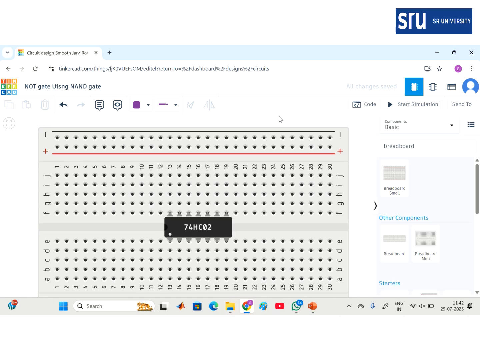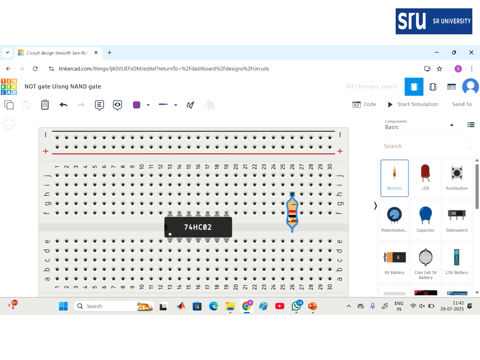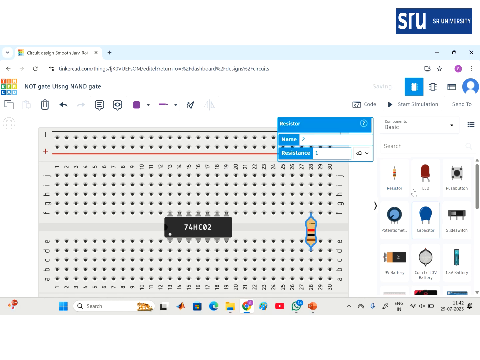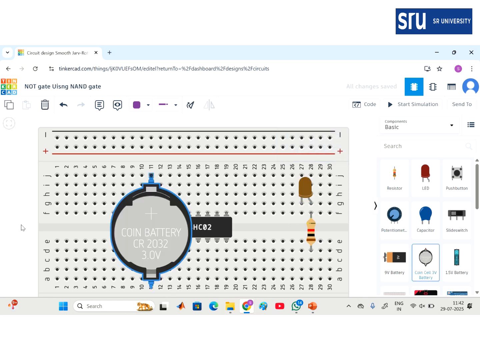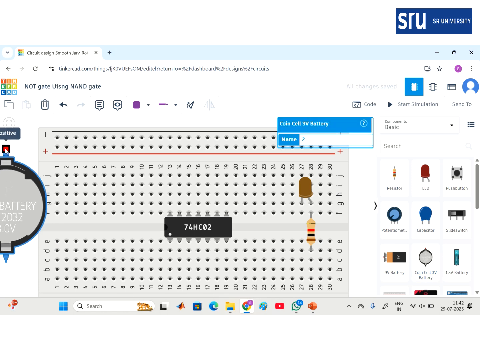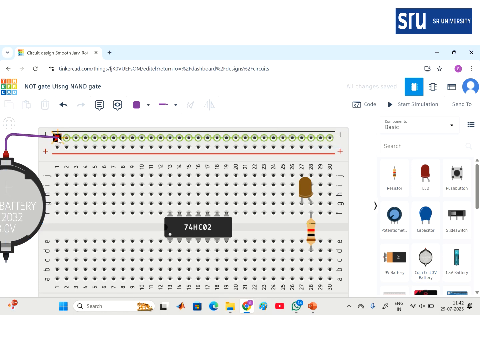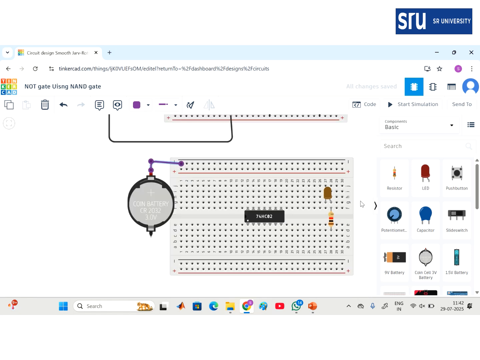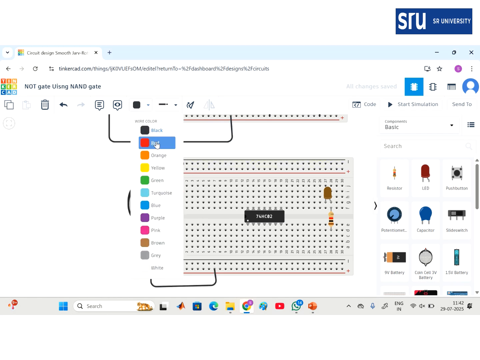Alright, so here I can click on. Then I have the same resistor. So let us take a resistor. Then I have an LED. Let us take an LED. So change the color of the LED to orange. Now we need a power supply. So connect this power supply. Connect this positive terminal to here. Connect the negative terminal to the, so change the color, it is a red color, same.